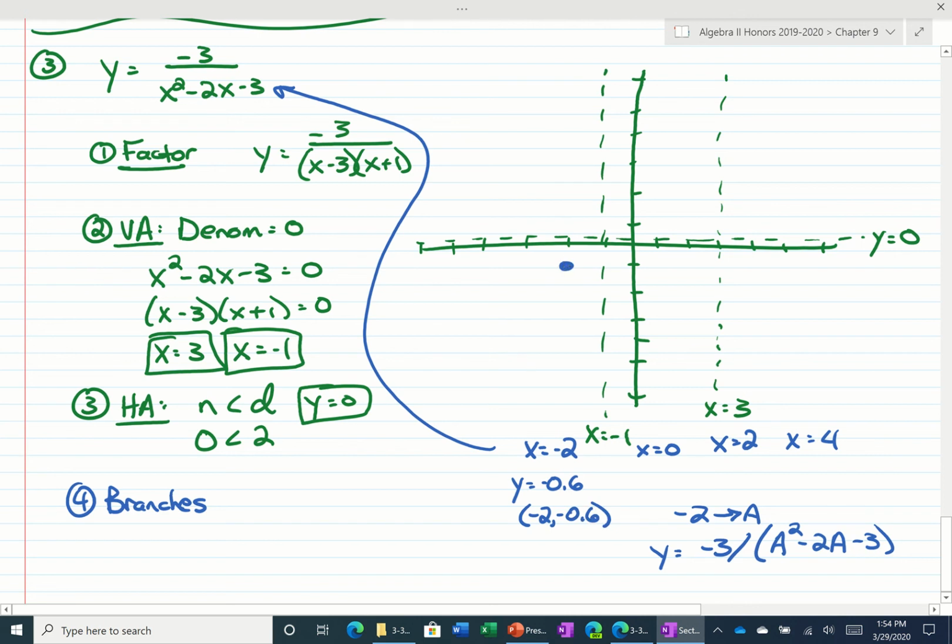-2, -0.6 is over here. I'll draw my branches in a little bit. I'm going to store 0 for a, and I'm going to type in that equation. And with 0 stored, I get 1. 0, 1 is right here. With 2 stored, I get 1. So the point 2, 1 is on the graph.